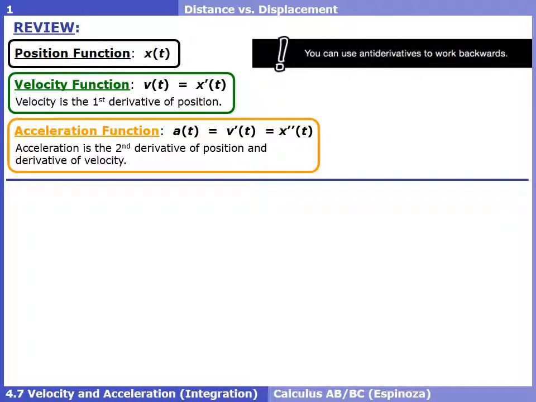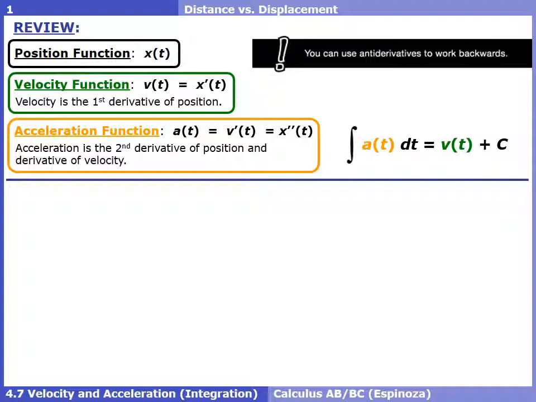So now that we've started Chapter 4 and learned about going backwards, now we can take that and apply it to these velocity and acceleration problems. We can use antiderivatives or integrals to work backwards if we're given acceleration or maybe velocity. So if we integrate acceleration, we'll be given a velocity function.